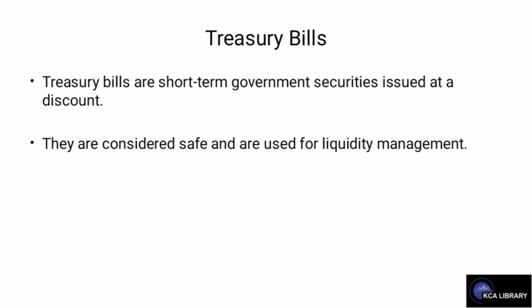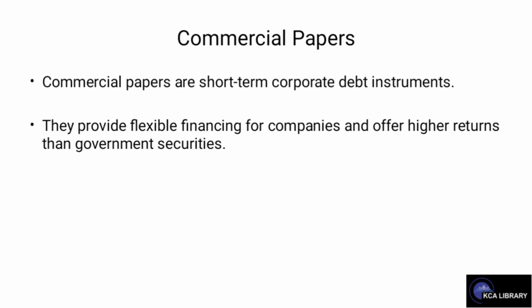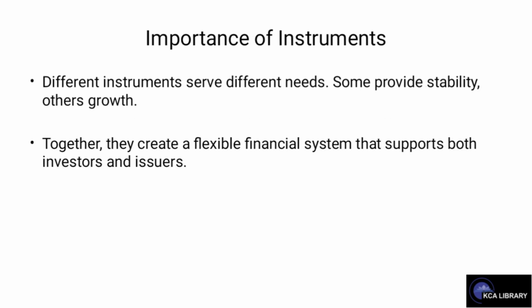Treasury bills, like I said before, are short-term government securities issued at a discount. They are considered safe and used for liquidity management. What about commercial papers? Commercial papers are short-term corporate debt instruments. They provide flexible financing for corporates, for companies, and offer higher returns than government securities.